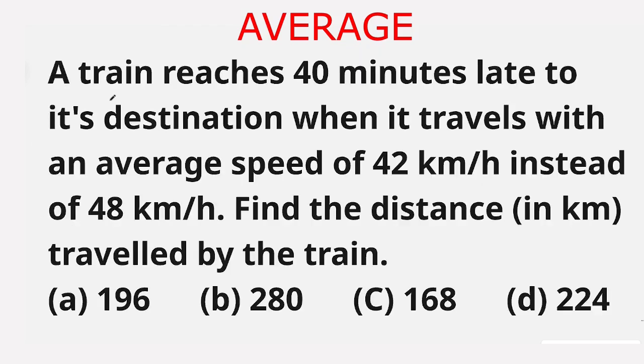Our question is, a train reaches 40 minutes late to its destination when it travels with an average speed of 42 km per hour instead of 48 km per hour. Find the distance in kilometer traveled by the train. The given options are option A 196, option B 280, option C 168, option D 224.